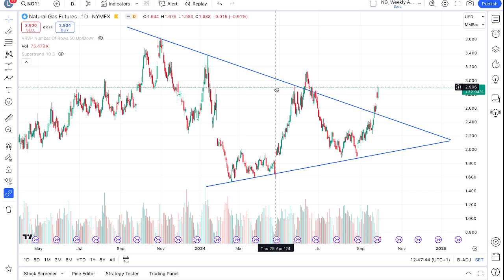Saying that, I just wanted to give a disclaimer: this is not a buy or a sell recommendation. This is purely for educational purposes. So if you are buying or selling, please consult your financial advisor. This is purely for educational purposes.